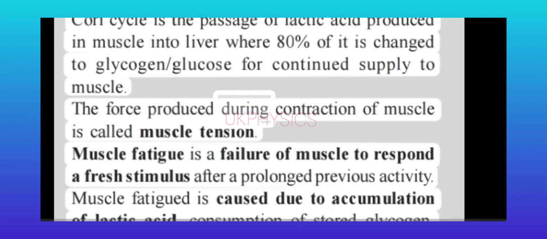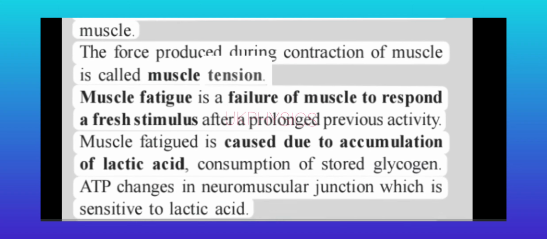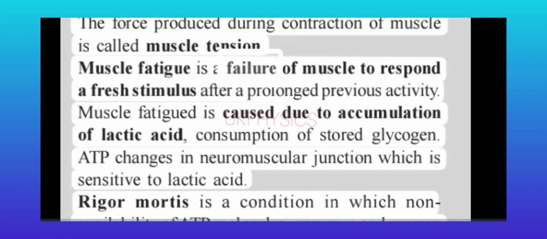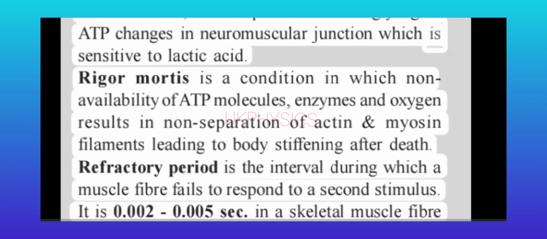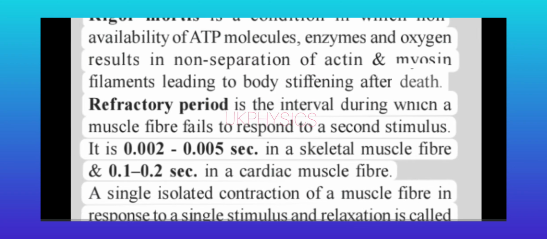The force produced during contraction of muscle is called muscle tension. Muscle fatigue is a failure of muscle to respond to a fresh stimulus after a prolonged previous activity. Muscle fatigue is caused due to accumulation of lactic acid, consumption of stored glycogen, and ATP changes in the neuromuscular junction, which is sensitive to lactic acid. Rigor mortis is a condition in which non-availability of ATP molecules, enzymes and oxygen results in non-separation of actin and myosin filaments, leading to body stiffening after death.